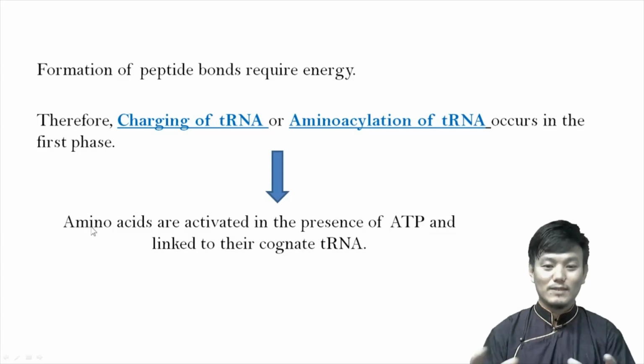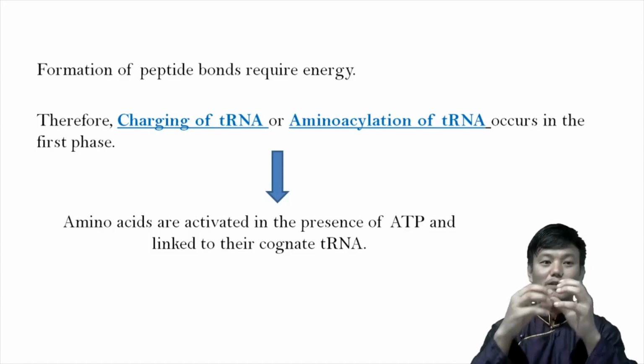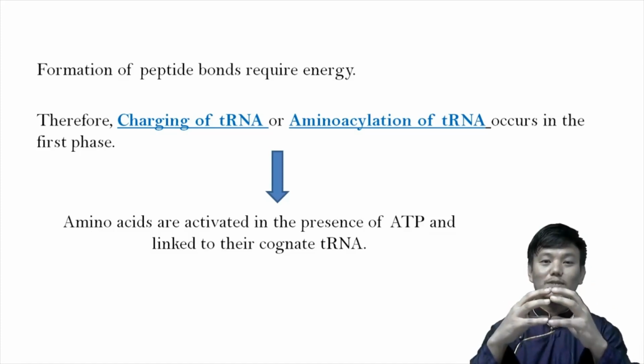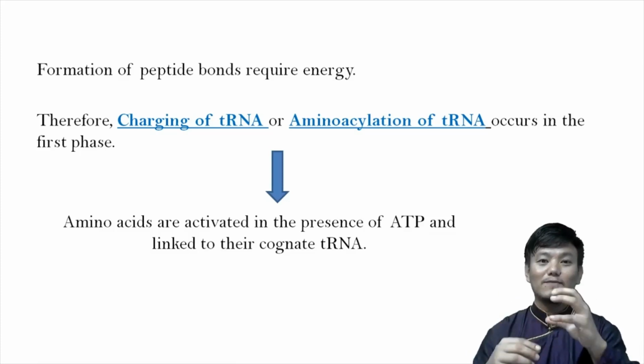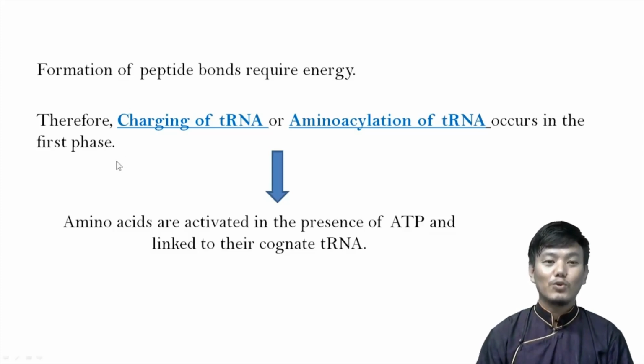So amino acids will be first activated in the presence of ATP. There is an amino acid over here. It will bind with ATP. The amino acid gets charged, it becomes activated. And this activated amino acid will be linked to the tRNA, to their specific tRNA. Right? So I will show you the process over here.